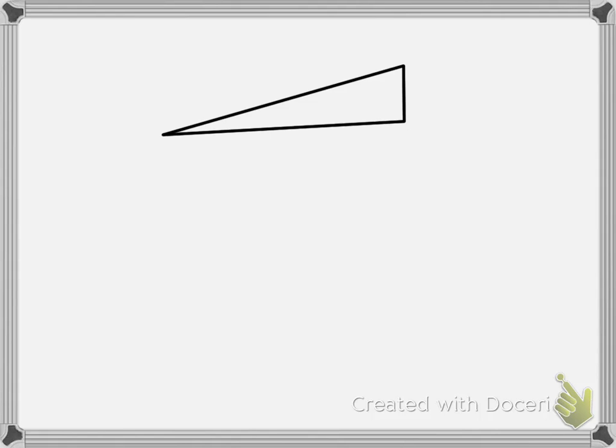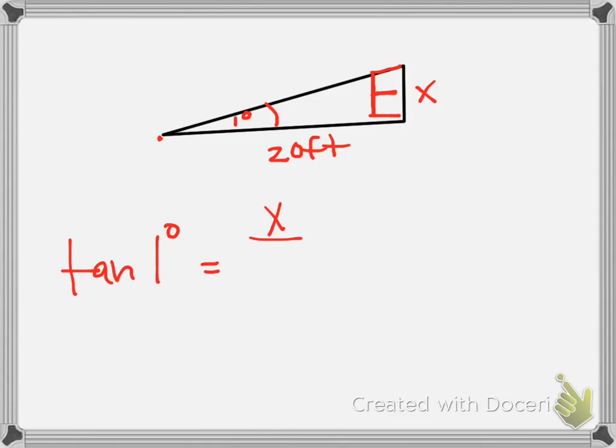Okay, here's our E right here. There's the E. It wants to know how tall the E is. It's telling you that this angle right here is 1 degree, and the distance from this point to the E is 20 feet. Okay, so we know we're going to use 1 degree, and we're doing opposite over adjacent, so we're doing the tangent of 1 is equal to x over 20.